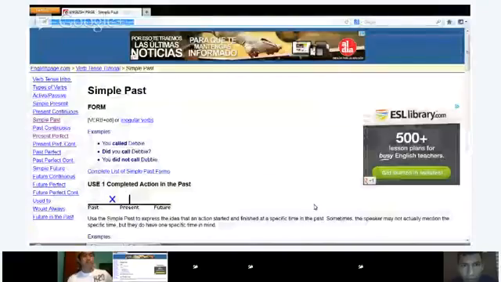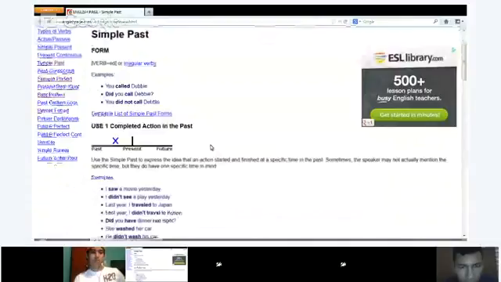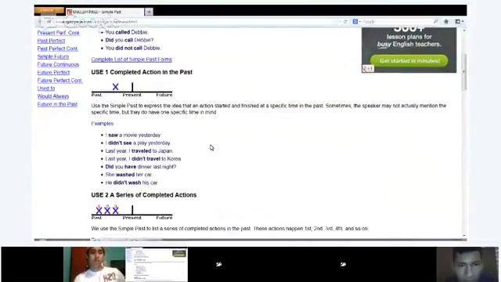Now, when we open this link up, all right, this is what it looks like. You'll see simple past at the very top. You'll see the form, which is verb plus ed ending. Okay, that's not all of the ways, because we do have irregular verbs as well. Okay, but as you can see, our example, you called Debbie. Did you call Debbie? And you did not call Debbie. So those are the simple forms of simple past.